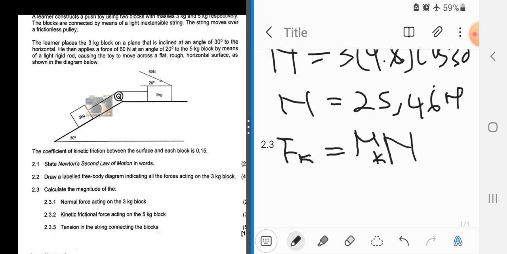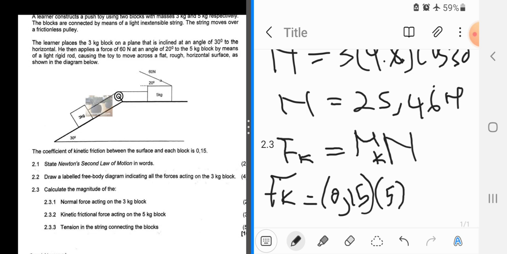Yeah, so that's what we're going to do. Fk equals, when we substitute, we use brackets, 0.15 times 5, the mass we asked for, the 5 kg, times 9.8. All right, just look at that, 60 newtons.